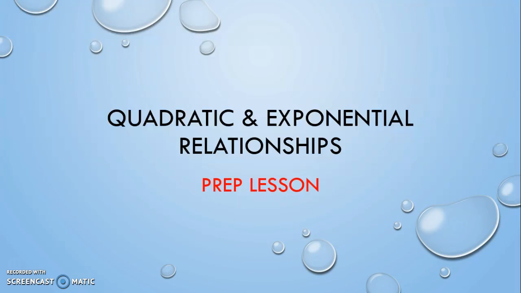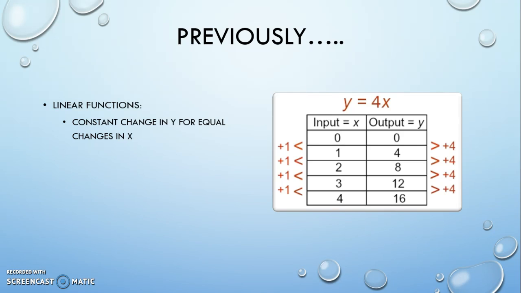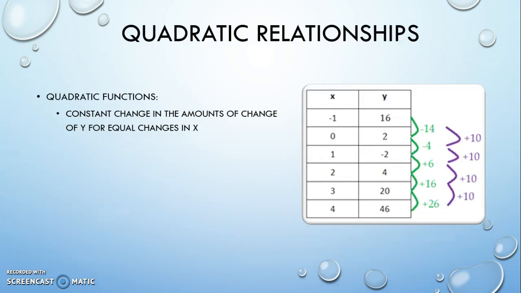Hi everyone. The purpose of today's video is to prepare you for upcoming class discussions on quadratic and exponential functions. So in previous class discussions, we've talked about linear functions and we learned that a function is considered a linear function when there's a constant change in y for equal changes in x, just as we see in the example here. So now moving on from linear functions, let's consider other functional relationships by examining the following example.